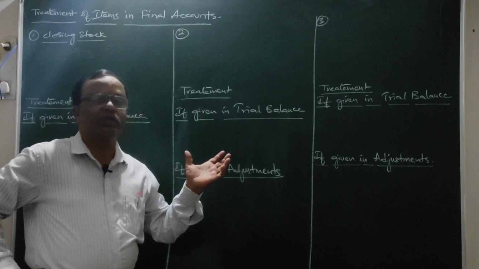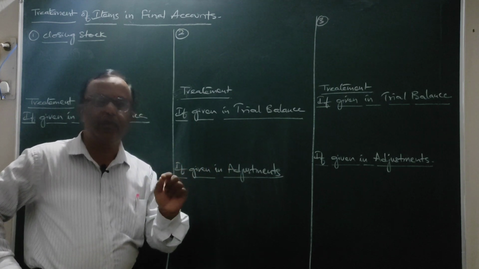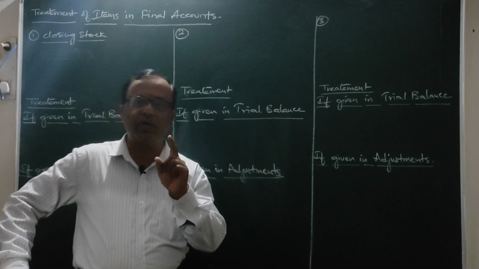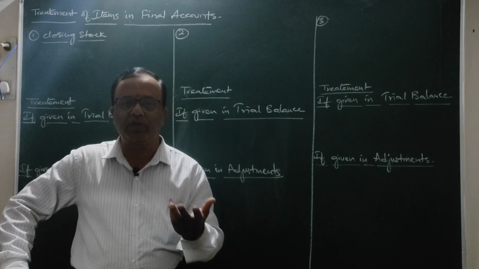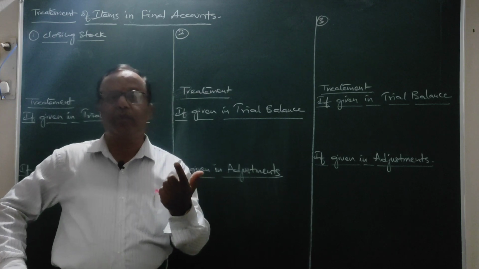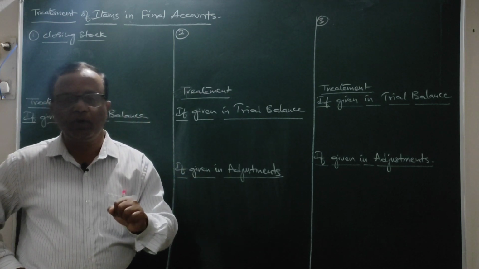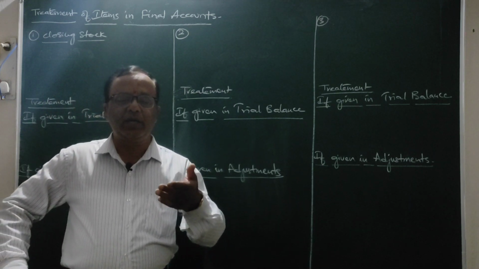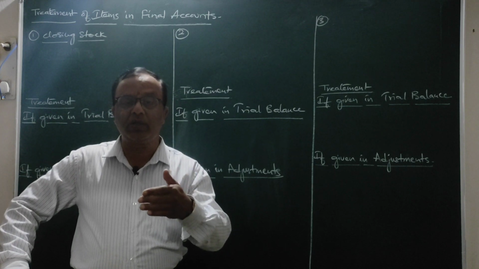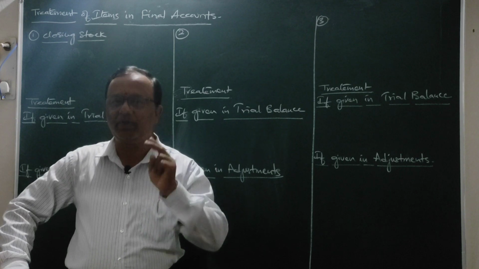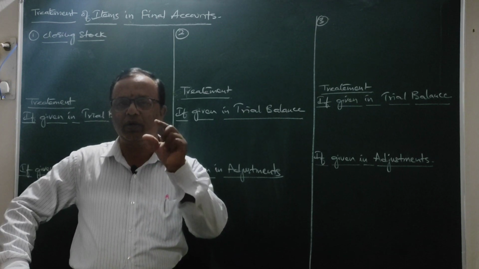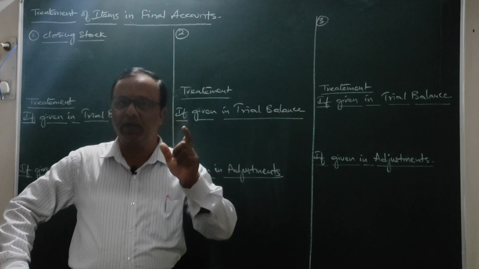Simply understand: any item which appears in the trial balance, we are going to record at only one place in the final accounts. It might be in the trading account, profit and loss account, or balance sheet. Whereas the items appearing in the adjustments are not at all recorded till today in your books of accounts. So we need to give a twofold effect, which means we record it at two places in the final accounts.